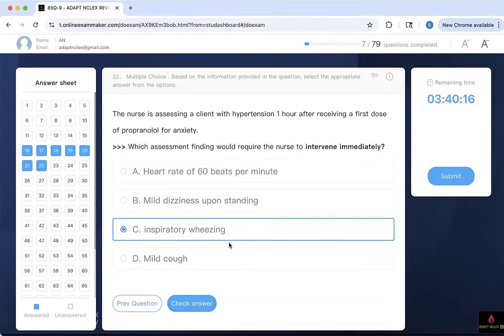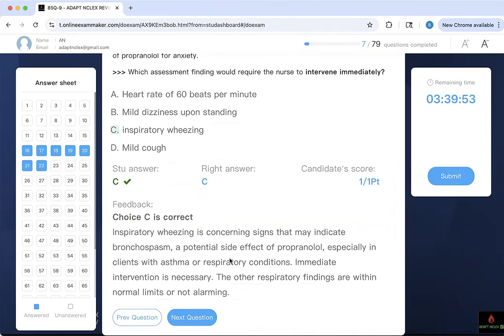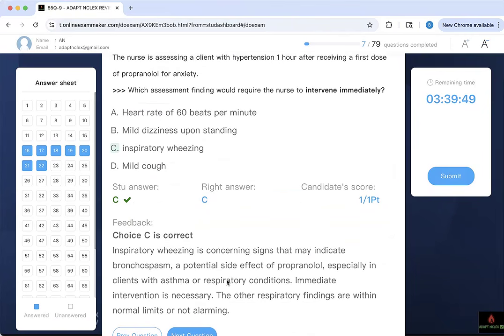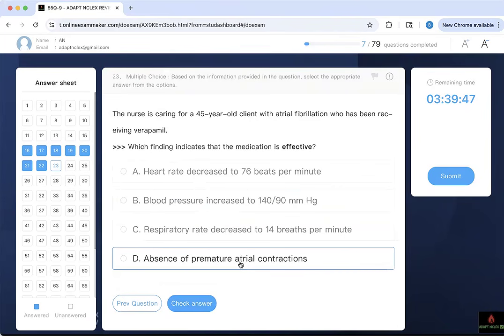Why? Propranolol is a non-selective beta blocker. A non-selective beta blocker can cause bronchoconstriction. I see bronchoconstriction, a bad side effect. Heart rate of 60 is still within normal range. Dizziness, your blood pressure drops a little bit, not bad. You have a mild cough, it's okay. But when you have wheezing, bronchoconstriction, I'm worried about it. Those are the little things you have to use to answer pharmacology. An unexpected finding that is very worrisome.